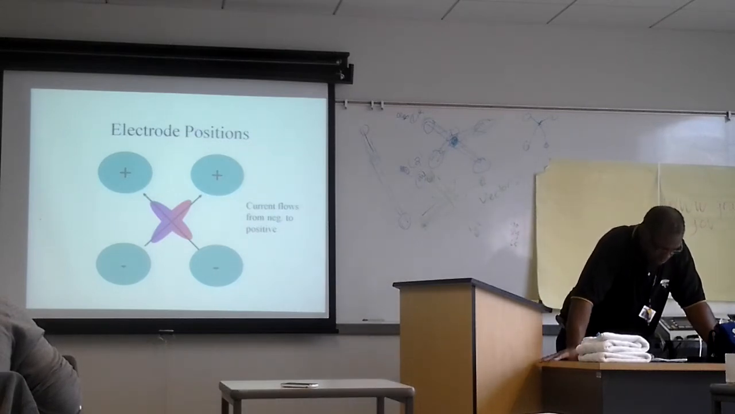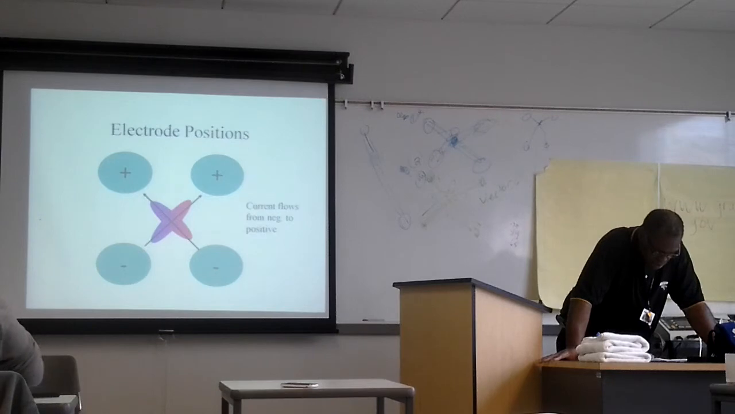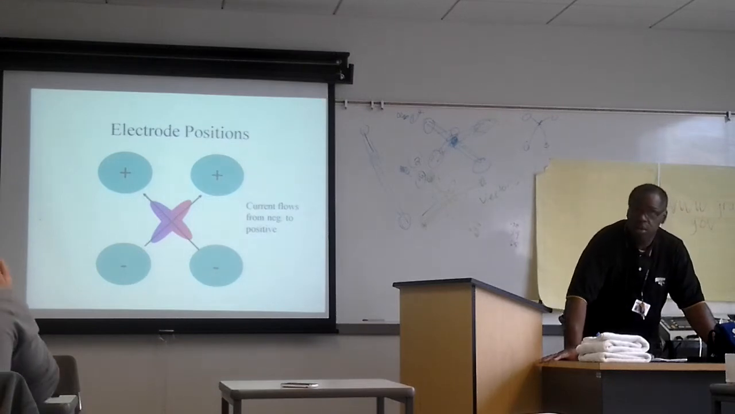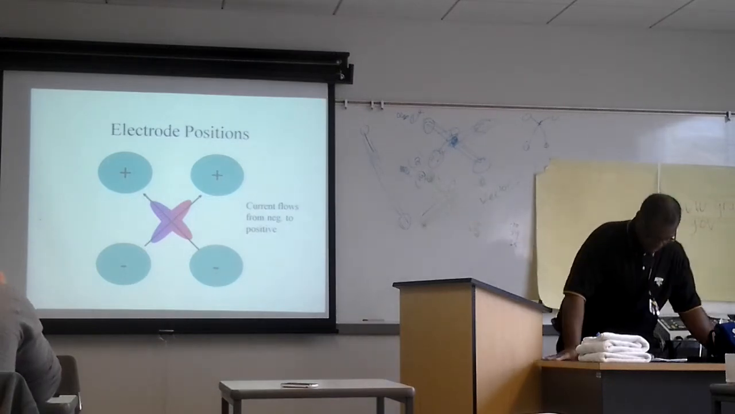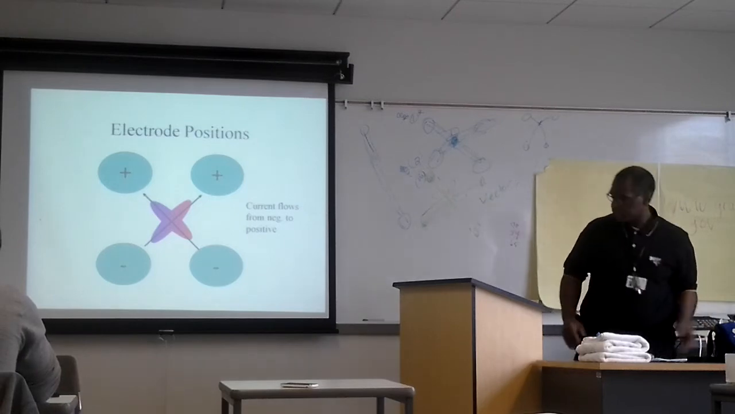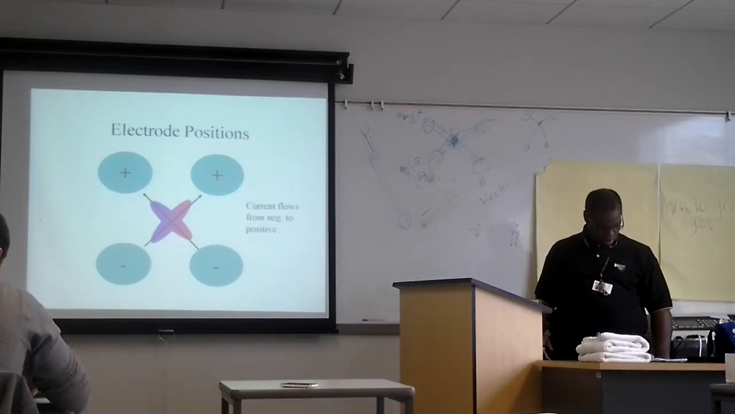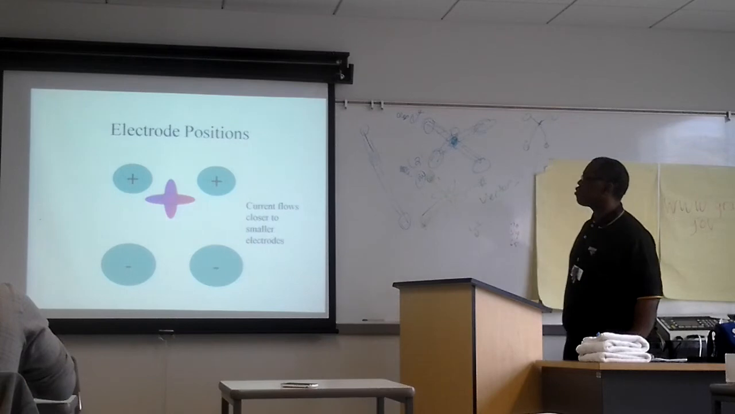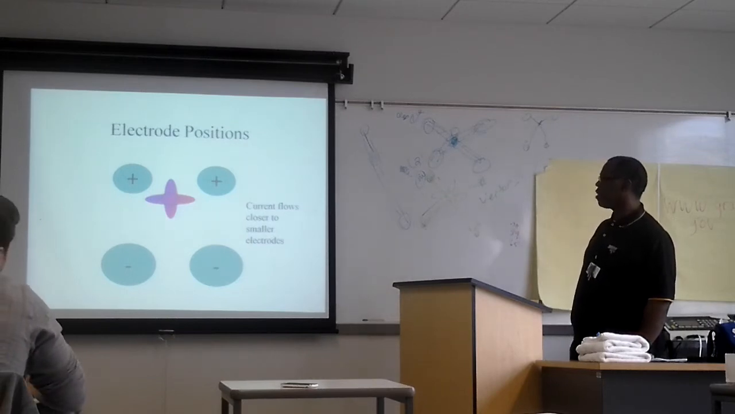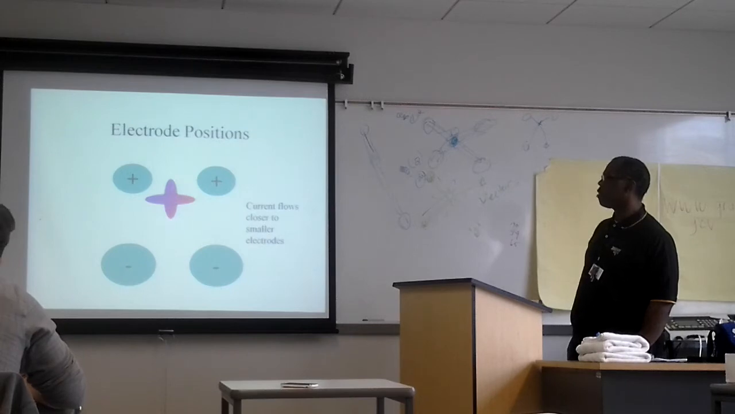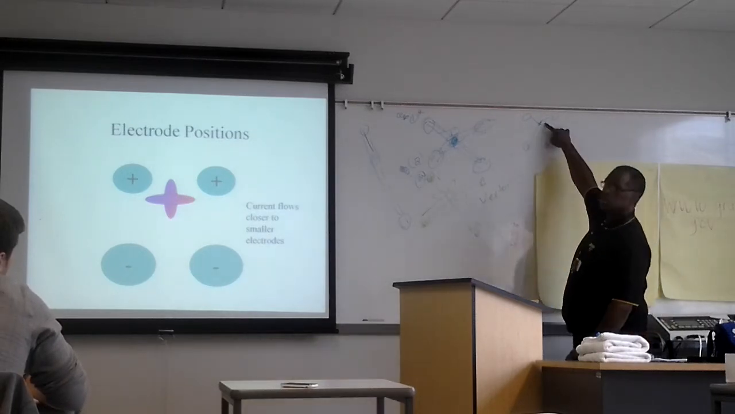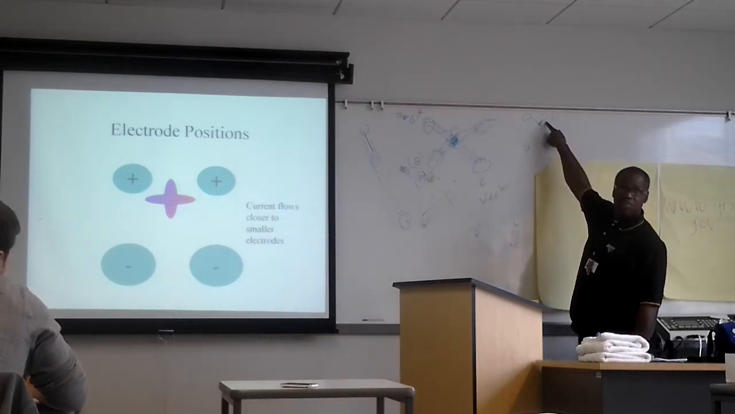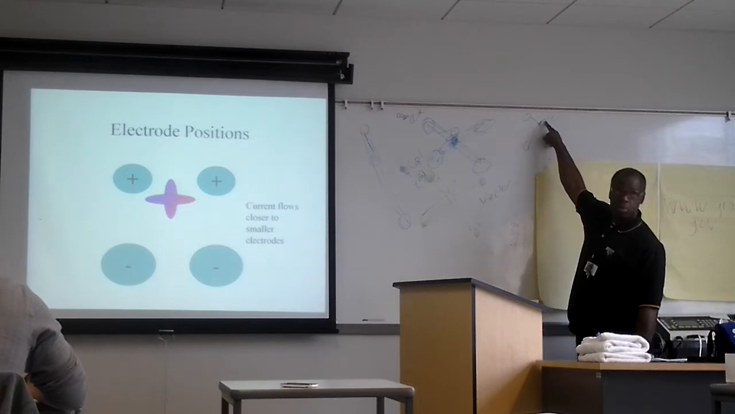All right, so current flows from negative to positive electrode, equal size electrodes, intersects at the middle, resulting vector current. Resulting little Jimmy right there. All right, now, here's what I was talking about earlier. Electrode position: the current flows closer to the smaller electrode. This is what I'm talking about. The vector doesn't have to be in the middle.